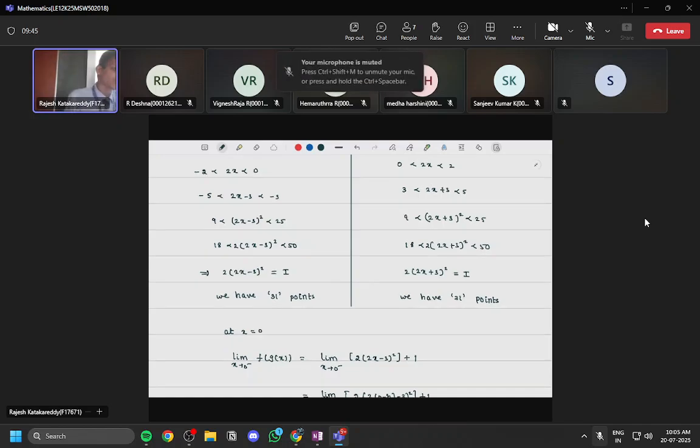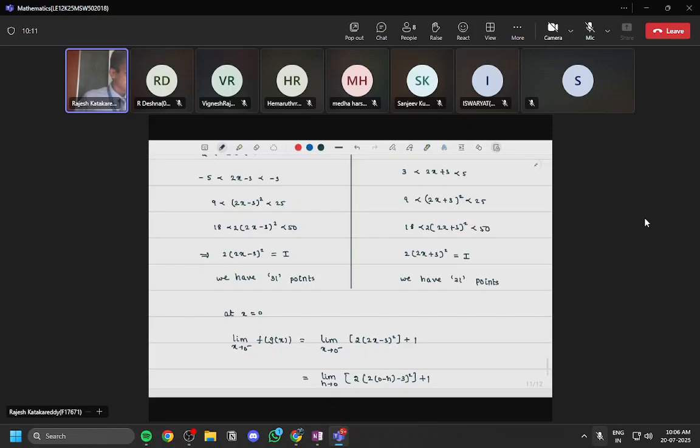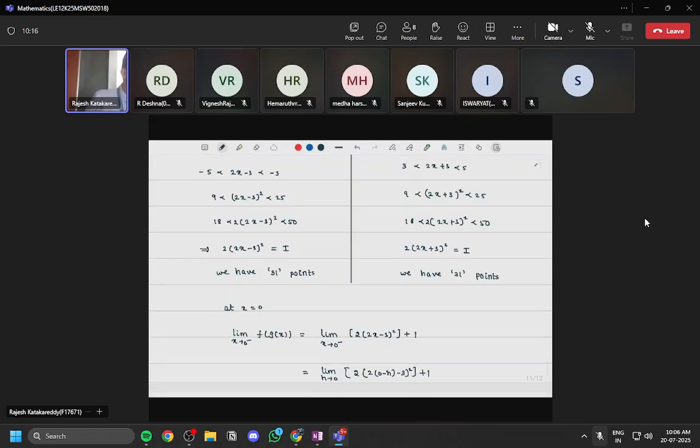2 into (2x plus 3) whole square. Range is 18 to 50, so there are 31 integers. Equate 1 by 1. If you want, you will get for every integer the value will be different. Understood? Any other doubt? That's why I am saying, if there are 31 integers in the range, then there will be 31 discontinuous points in the domain. Understood? There are 31 integers in the range and 31 discontinuous points in the domain. Clear?